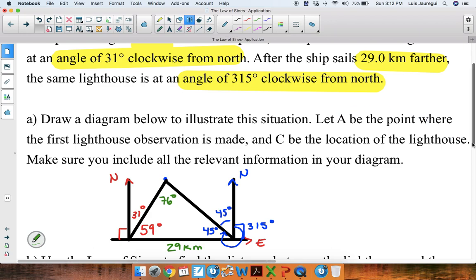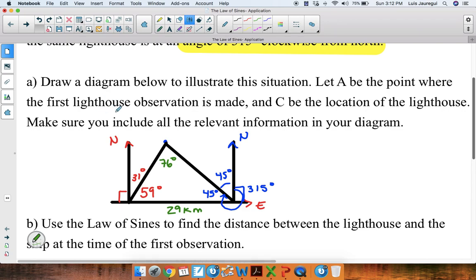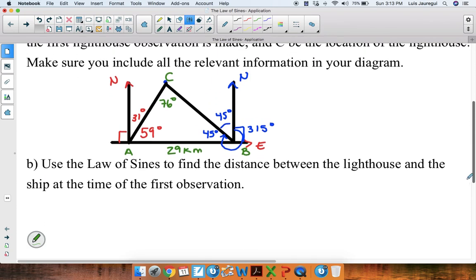Now, they actually tell us to label them the following way. A is the point where the first lighthouse observation is made. So here's A. Then they also tell you C is the location of the lighthouse. So here's your C. And the remaining vertex will be labeled B. So you can use the standard notation for labeling this type of triangle.